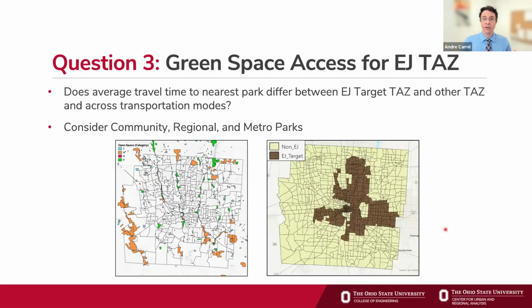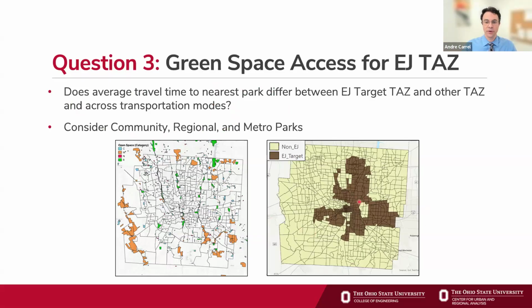So here we're going to look specifically at the issue that was raised with the environmental justice target zones that we introduced at the beginning of this webinar. The question that we tried to address here was, does average travel time to the nearest park differ between the environmental justice target zones, the TAZs, and other TAZs? And does this differ across transportation modes? For this analysis, we're pulling together community, regional, and metro parks. So the mid-sized to larger parks, including the metro park system, that is the Orange Park system around Franklin County.